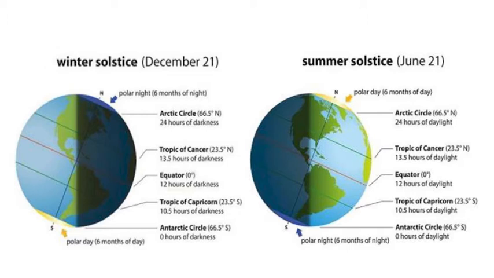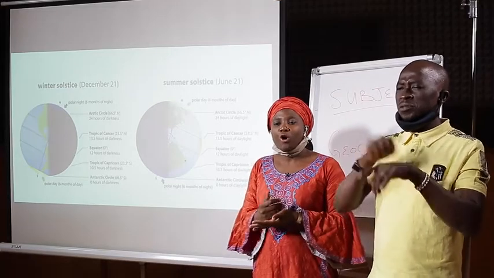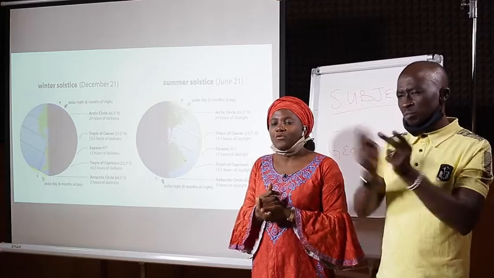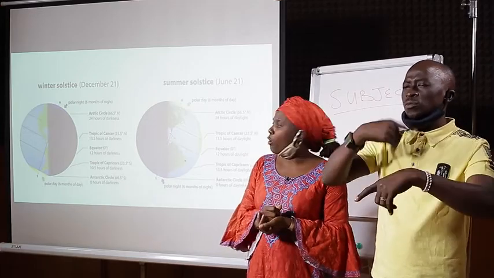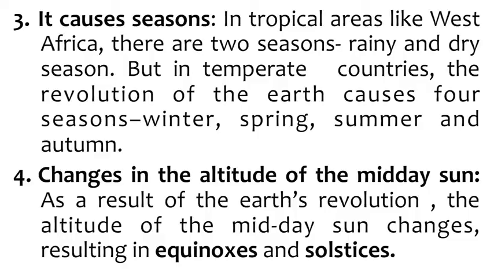During the summer solstice, it is different. At the Arctic Circle, you have 24 hours of daylight. And at the Antarctic Circle, you have 0 hours of daylight. Antarctic Circle meaning 90 degrees south at the bottom. So these are time differences that occur because of the position or the location of the Earth during the time of revolution. Number 3, we said it causes seasons.